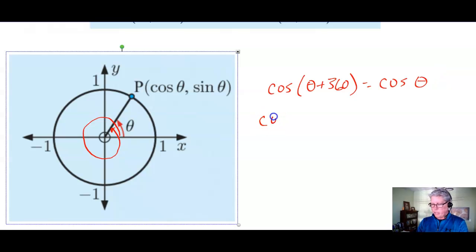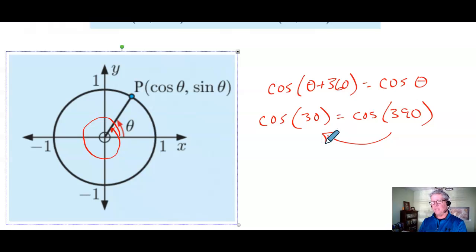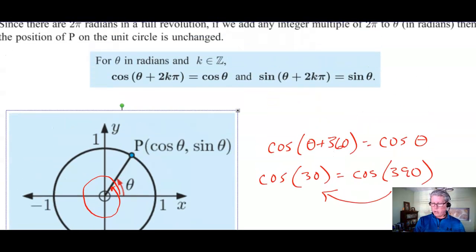What that is saying is if I have the cosine of 30, I know that that's equal to the cosine of 390. So sometimes you can use this to simplify it. If I have somehow gotten the cosine of 390, I could say, you know what, I'm just going to do the cosine of 30, and that's the same thing. Of course, I could go around the circle 3 or 4 or 5 times. So that's what that formula is all about.